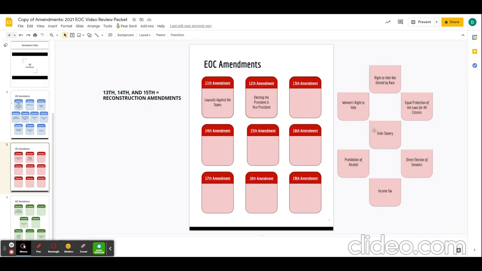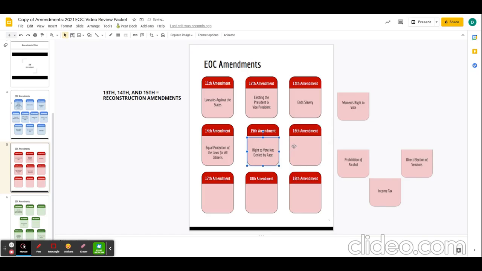And so the 13th Amendment is the abolition of slavery, ends slavery. The 14th Amendment grants citizenship to all former slaves, equal protection of the law for all citizens. And the 15th Amendment gave African American men the right to vote. It said you could not deny someone's right to vote by race. So if y'all remember, we kind of went over this in class this way. Free citizens vote. Free citizens vote. Those are the Reconstruction era amendments.